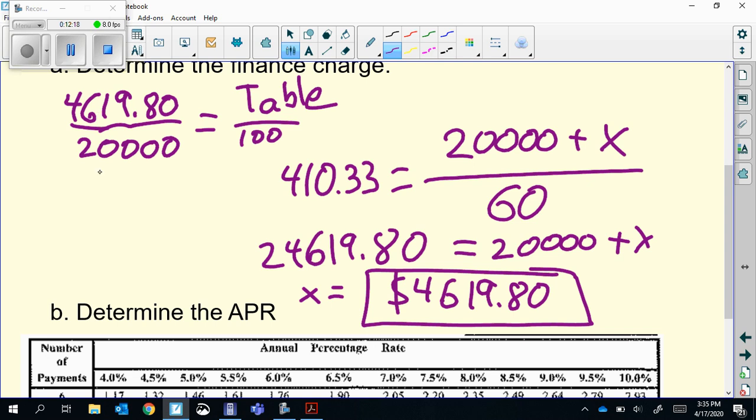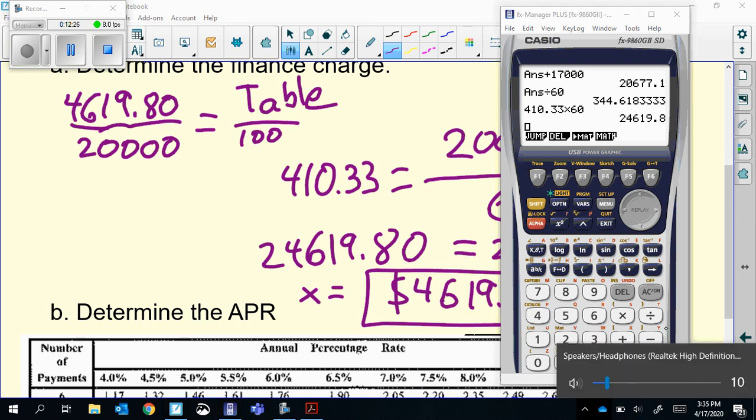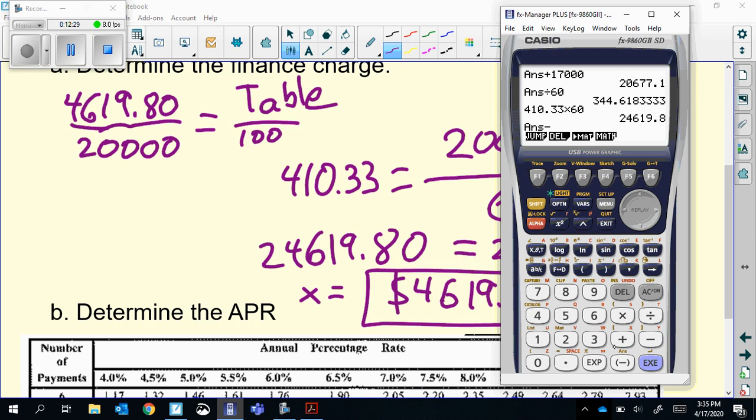So we can now do our division by 20,000 multiplied by 100. Need to subtract the 20,000 from this. Divide by the 20,000 from our formula in the top left here. Multiply by 100. And this will tell us our table value is 23.1. So the table value is 23.1.